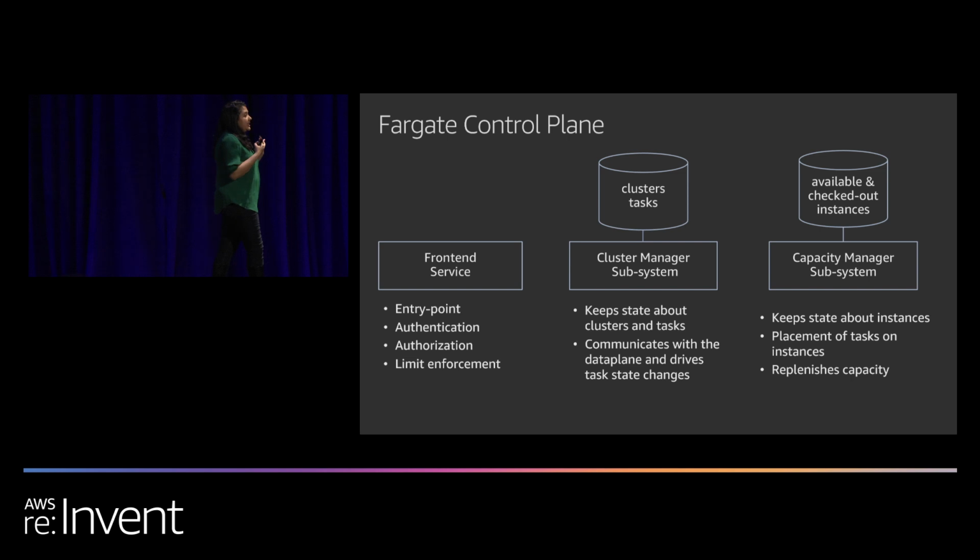And then we have a capacity manager service. And this service is responsible for instances. So it keeps track of both unused available instances in our warm pool and instances that have been checked out and are actually hosting tasks. And on the RunTask workflow, this is the service that's responsible for picking a specific instance for your task. So we have to pick an instance of the right instance type and size based on your task requirements with the latest software installed. So this is the service that does that. And then also, as we use up capacity instances from our warm pool, this is the service that's responsible for replenishing that capacity.